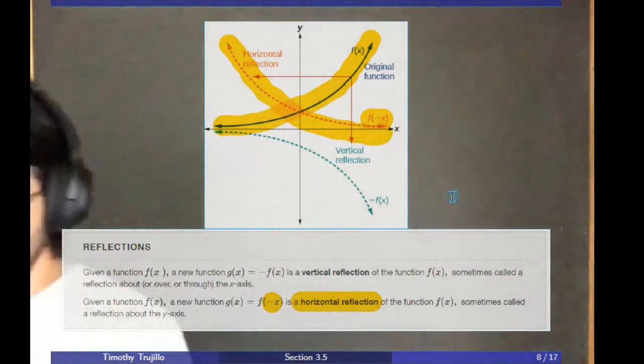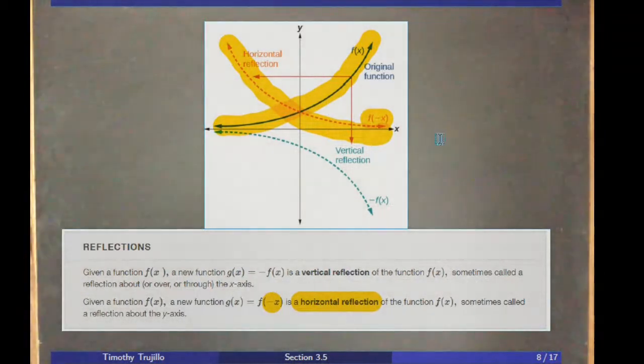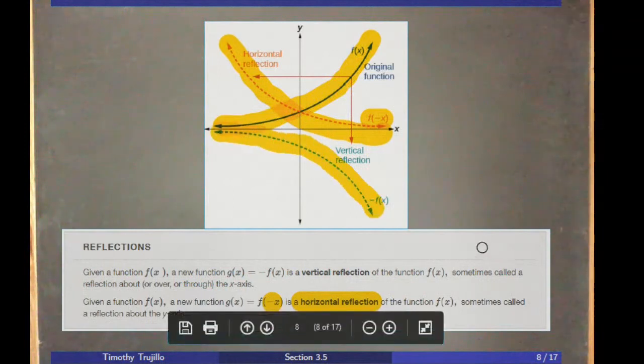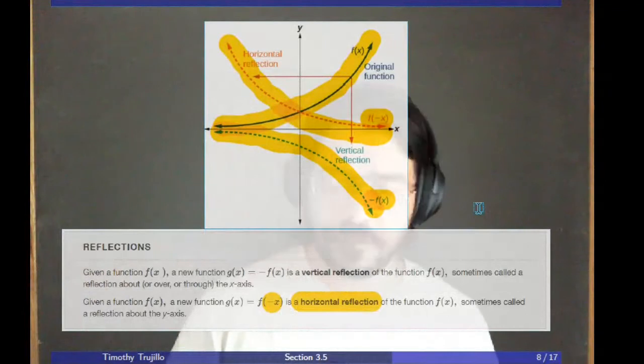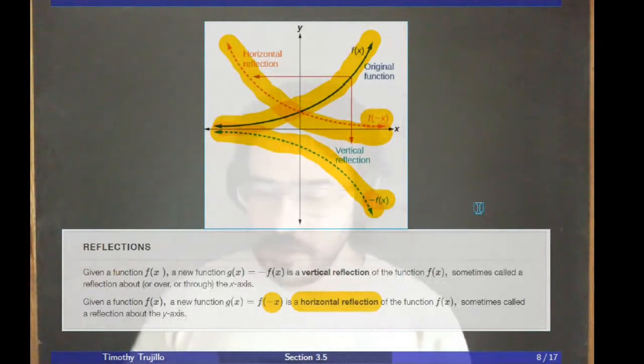Now, a vertical reflection is a similar sort of thing. Now what you do, instead of replacing x with negative x, is you replace y, whatever this y value is up here, with the negative of that y value. And that'll flip you down from being positive to being negative. And the way that we do that is, remember, f of x is equal to y, so we just compute negative f of x. Okay?